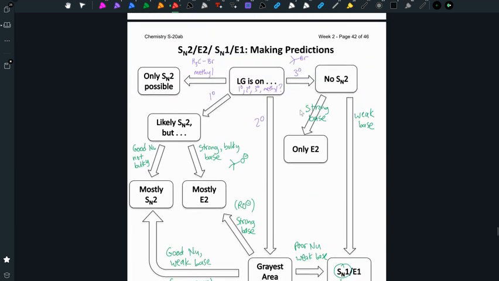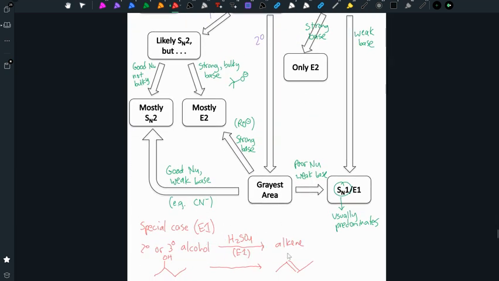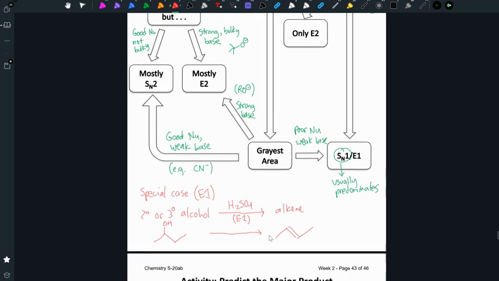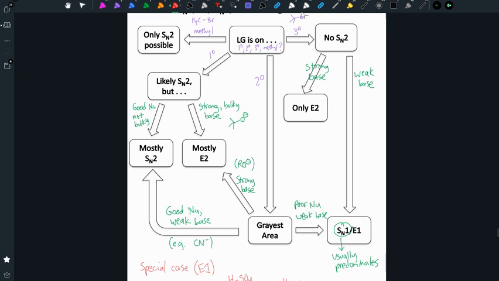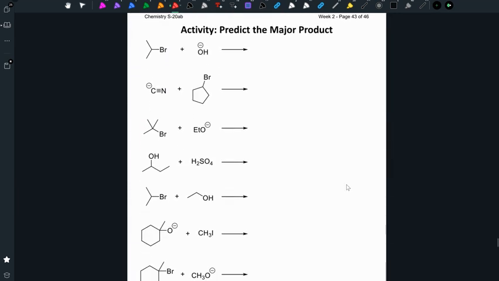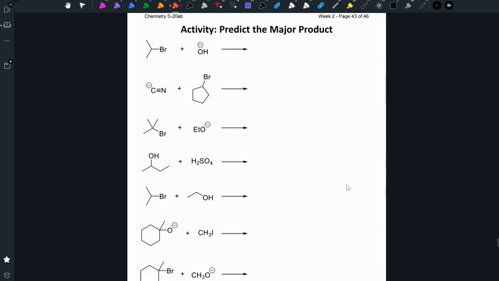So these other cases are considering what if I have an alkyl halide. The one way that we could force E1 to predominate, start with an alcohol and add that concentrated sulfuric acid. So that's a summary of the thought process. What I'd like you to do now is apply that to this activity. So I think you should pause the video, try each of these examples, and then come back and see my answers.